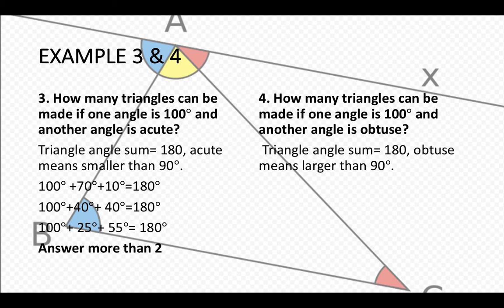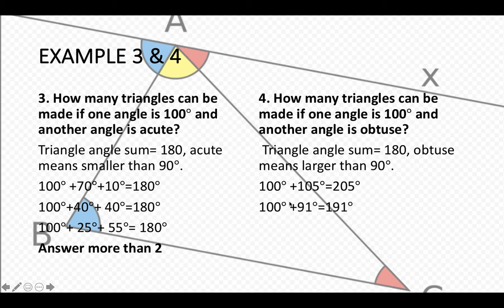How many triangles can be made if one angle is 100 degrees and another angle is obtuse? So once again, we're thinking about the angle sum theory here. We have 180 degrees is what we should be equaling out to. Obtuse means we have angles larger than 90. So let's start with one larger than 90. 100 and 105. Right there, that's 205. That's bigger than 180, so there's no point in even bothering to find a third angle.